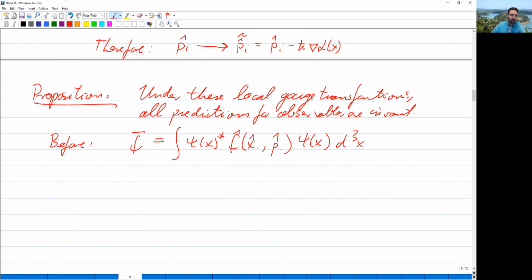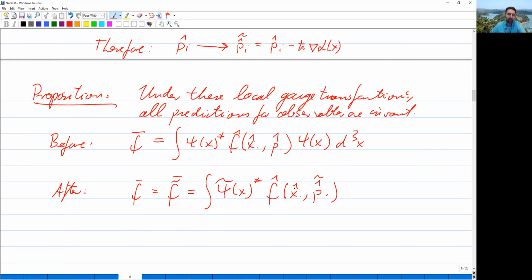and then after, the claim is that this f bar is f tilde bar, which is the integral where everything has been gauged, a gauge transformation has been applied. So we have psi of x tilde star, and then we have f hat of x hat, and then the p hat, well, there's a tilde now on those. You could also put a tilde on the x's, but the x's simply don't change under a gauge transformation, but the p do change under a gauge transformation. And then here we have the psi tilde of x, d3x.